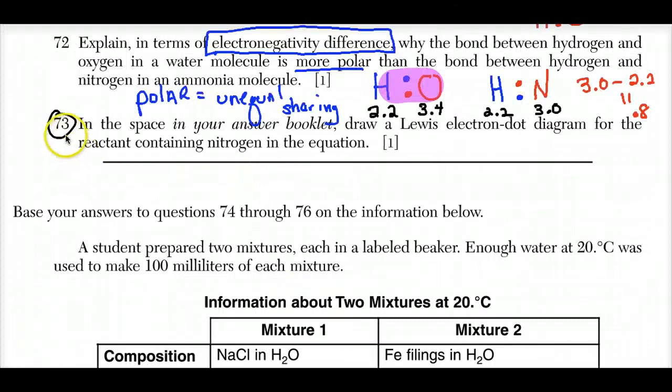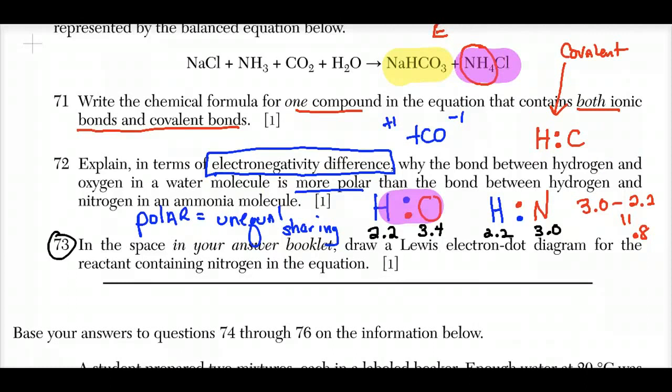Number 73. In the space in your answer booklet, draw a Lewis dot diagram for the reactant containing nitrogen in the equation. So let's go to the equation and let's go find the reactant. This is the reactant side. These react to make products. So we want to draw a Lewis dot diagram for the reactant containing nitrogen. So they basically want us to draw a Lewis dot diagram for NH3, ammonia.